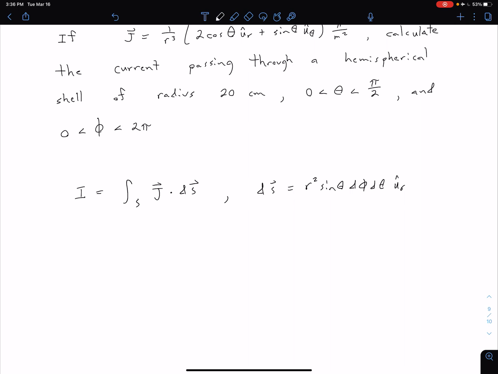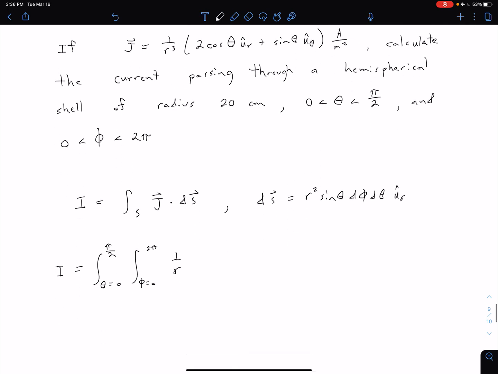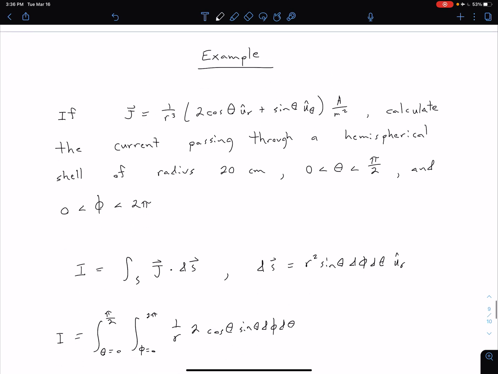Now it's just a matter of setting up that integral. Our I is going to be equal to, with theta varying from 0 to pi halves and phi varying from 0 to 2 pi, 1 over r, because the r squared from our ds multiplied by this 1 over r cubed results in just a 1 over r. We then have 2 cosine theta sine theta d phi d theta. Basically we're only considering this first term because when we do that dot product, we only have our r component coming out, so our theta component is essentially going away.